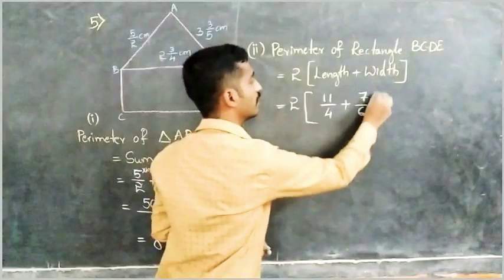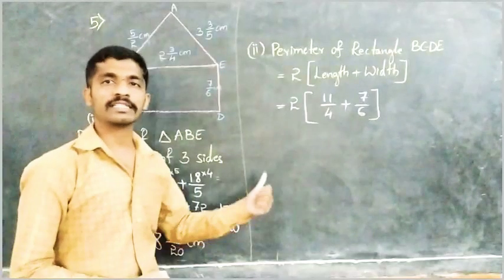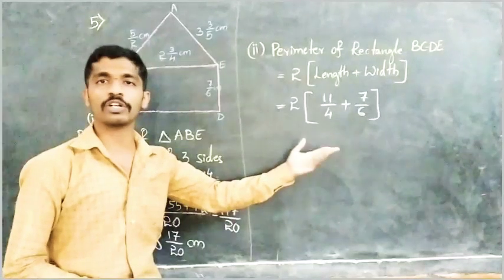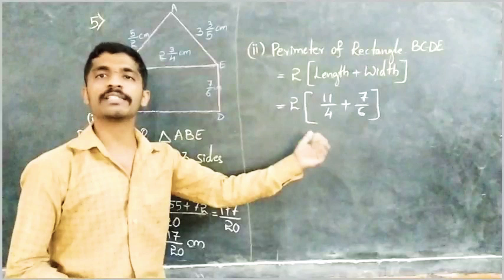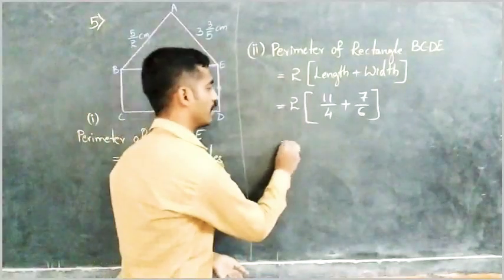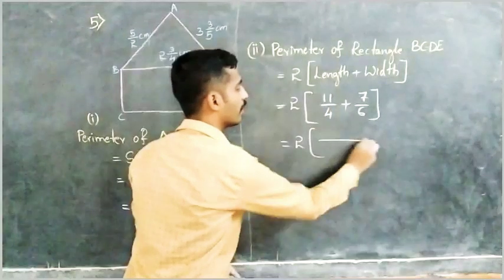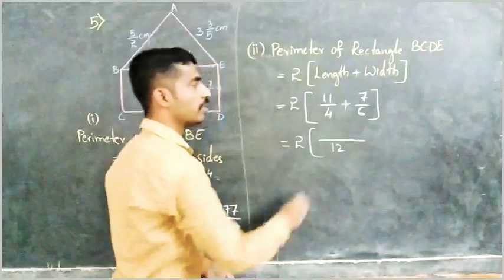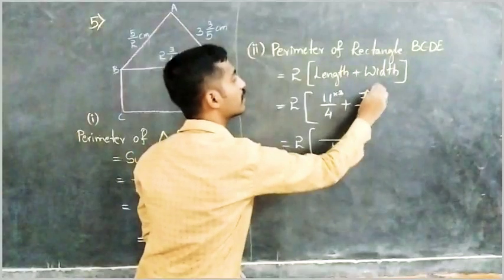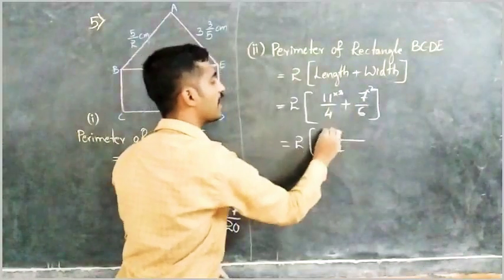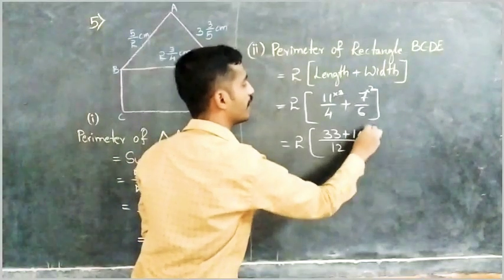So what is the LCM of 4 and 6? 6 ones are 6, 6 is not there in the 4 table. 6 2s are 12, 12 is there in the 4 table, that is 4 3s are. So our LCM is 12. 4 how much are 12? 4 3s are. 6 how much are 12? 6 2s are. So 11 3s are 33 plus 7 2s are 14.